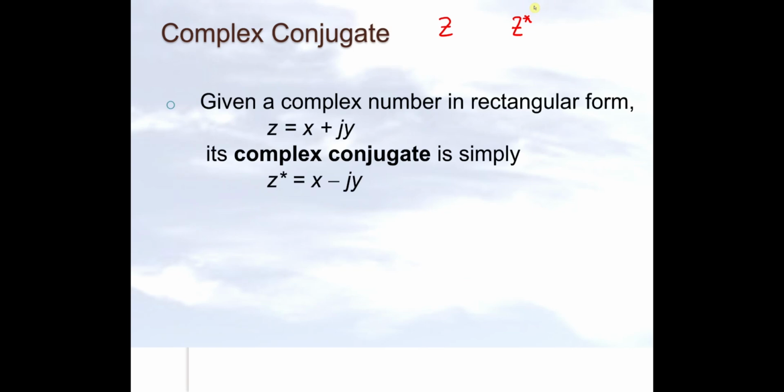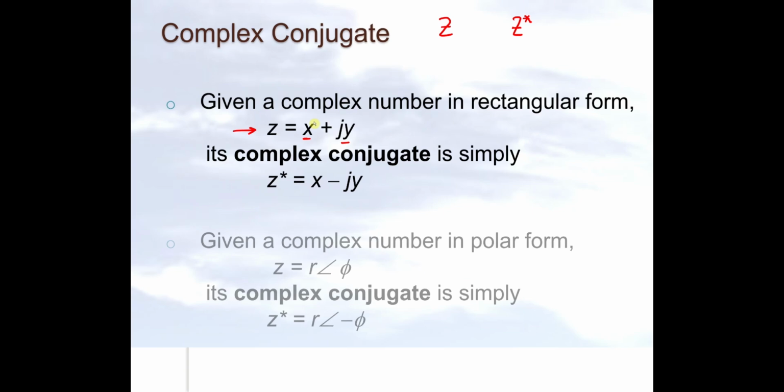So given a number z with a real part x and imaginary part y, to take the conjugate, you simply flip the sign of the imaginary part. So here the imaginary part was plus, you just flip the sign, it becomes minus, and this defines what we call the complex conjugate. If I have the same number represented in the polar format or the exponential format, to get the conjugate, you simply flip the sign of the phase.